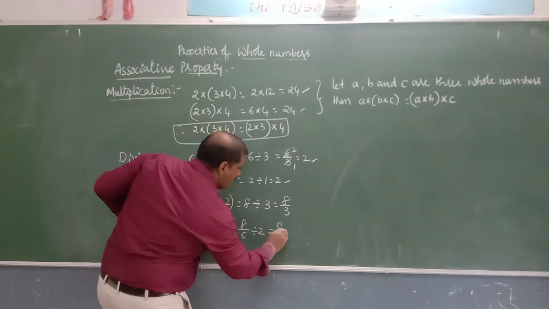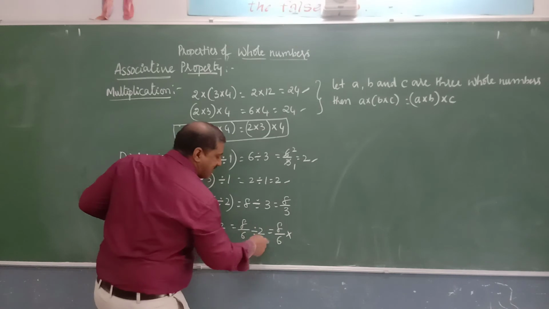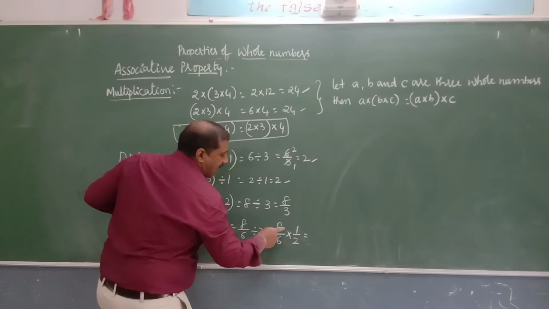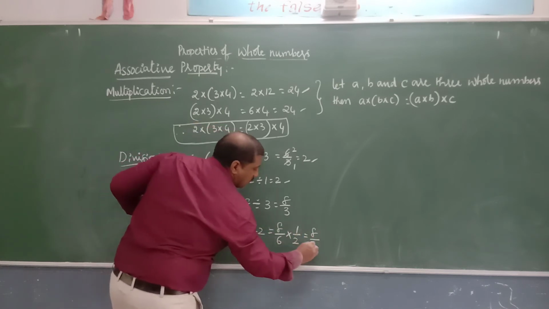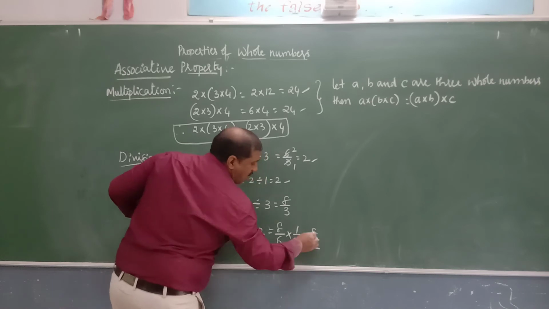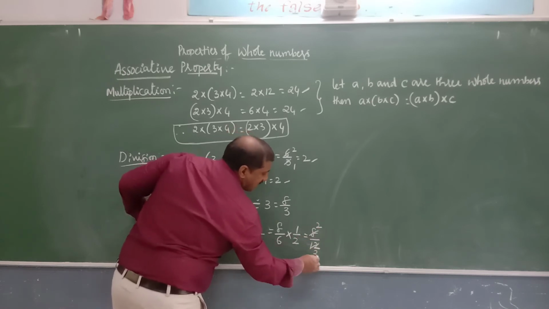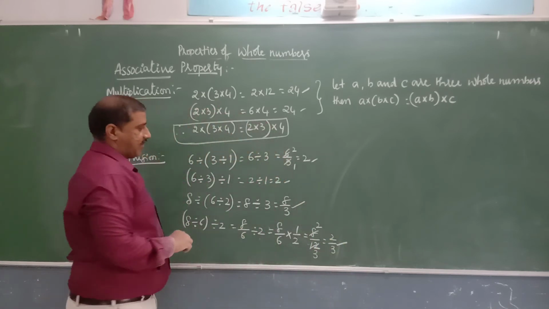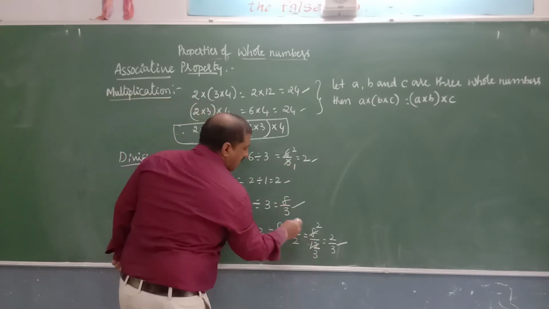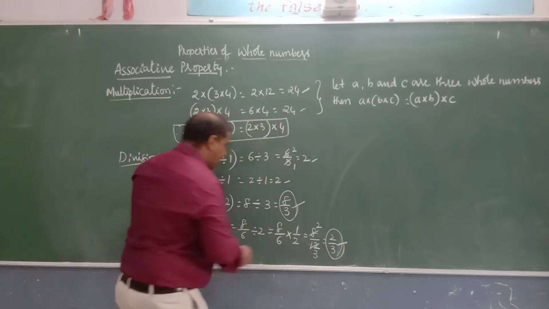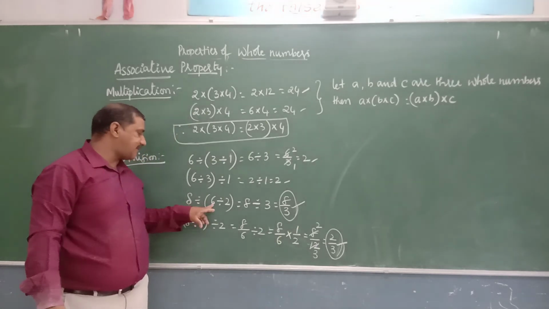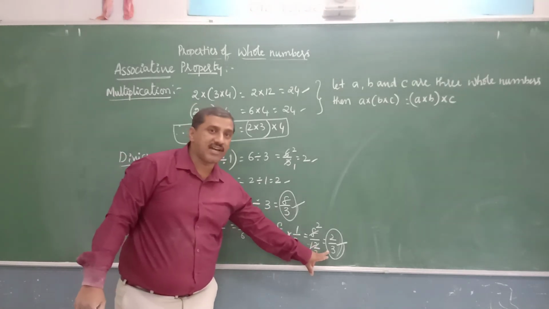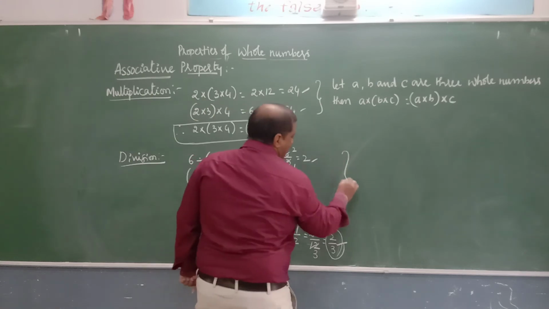Multiply 8 by 6 with the reciprocal of 2, which is 1 by 2. Now multiply the numerators, 8 into 1 is 8. 6 into 2, 6 twos are 12. Now 4 twos are 8, 4 threes are 12. We got 2 by 3. Are 2 by 3 and 8 by 3 equal? No, they are not equal. Though we have taken the same three whole numbers 8, 6 and 2, we got different quotients.